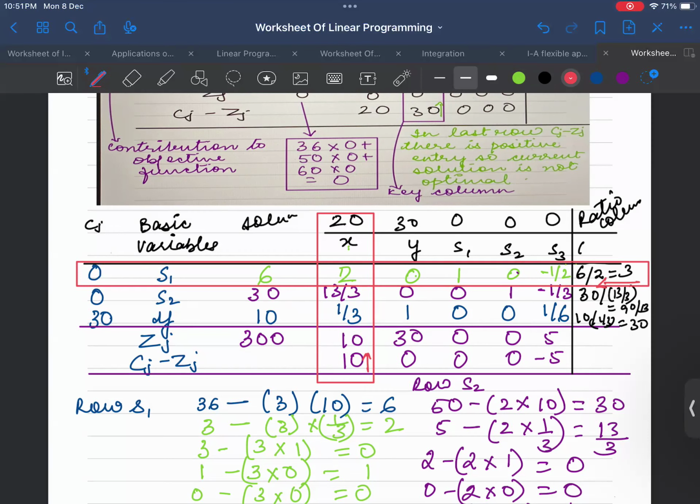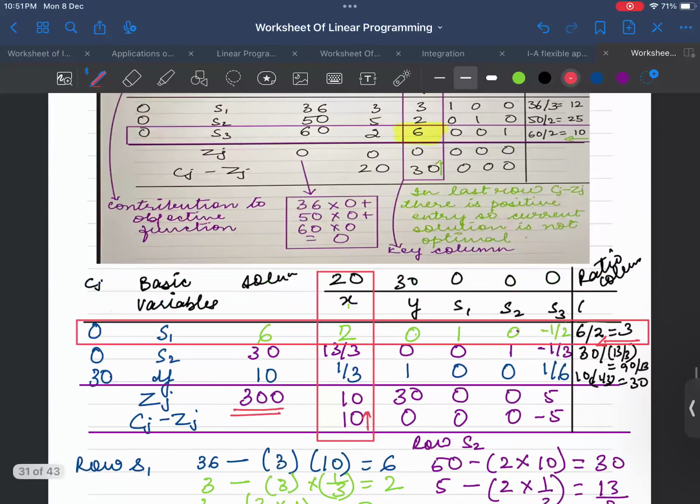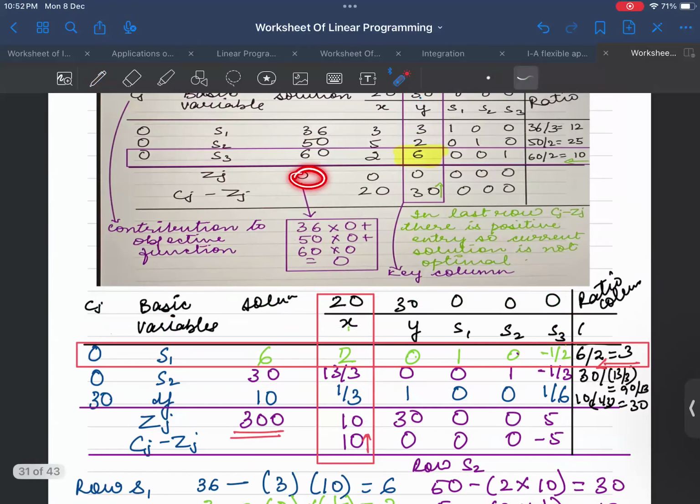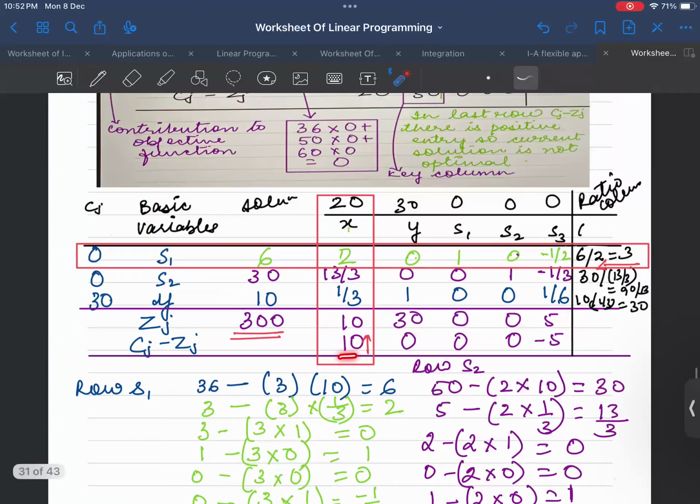This is not my optimal solution. I have got a profit of 300. I got a better profit than the previous one. Previously it was only 0. Right? Now I have 300. But still there is a chance of increasing. It is showing 10 for x, meaning if I enter 1 unit of x into the solution, there will be a benefit of 10 units in the profit. Right?